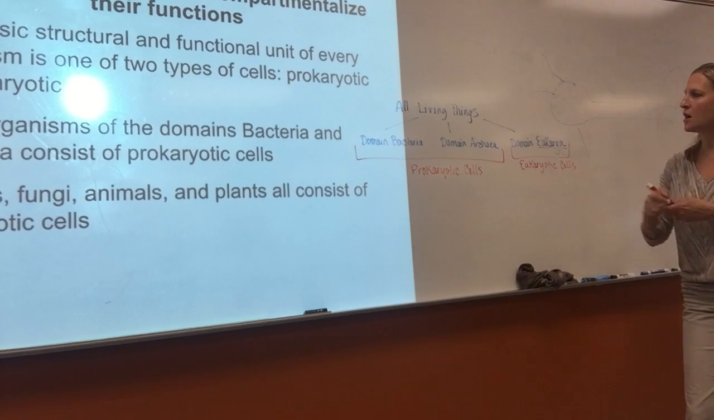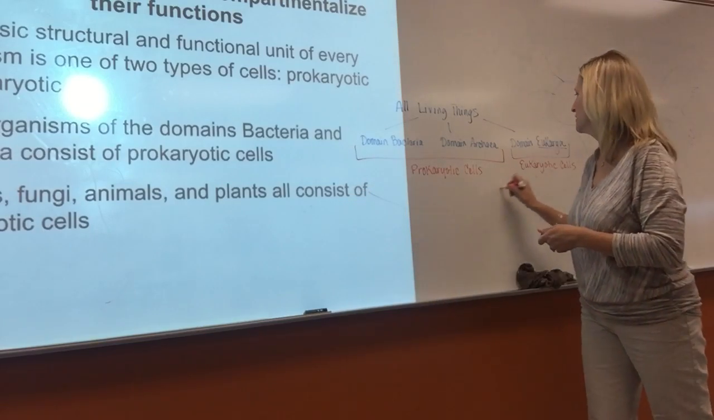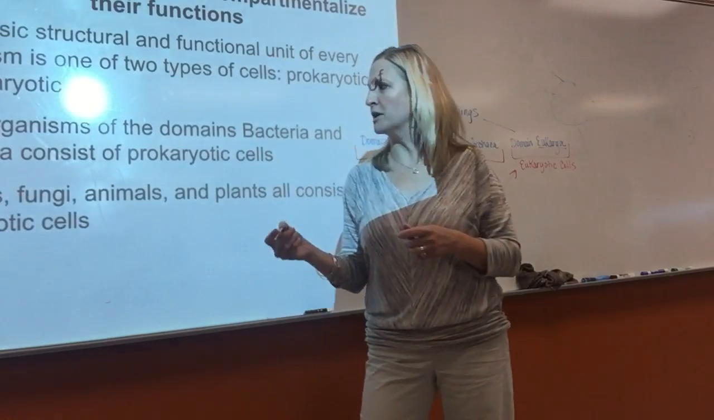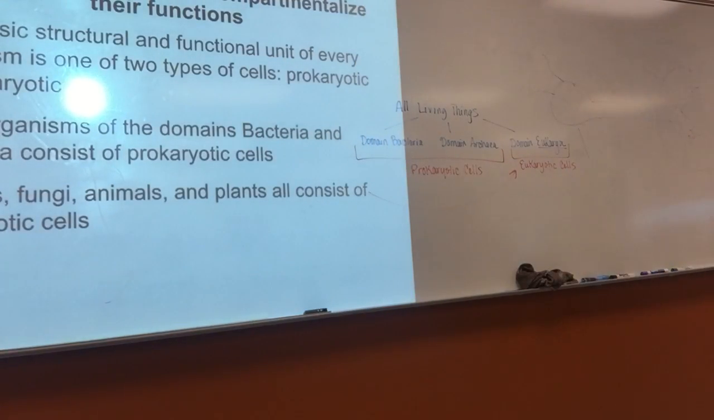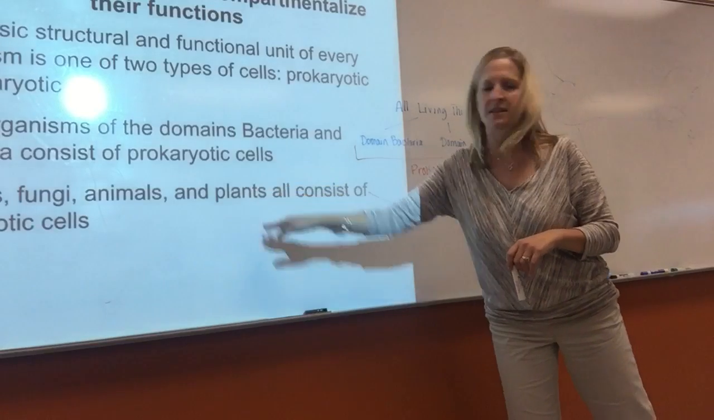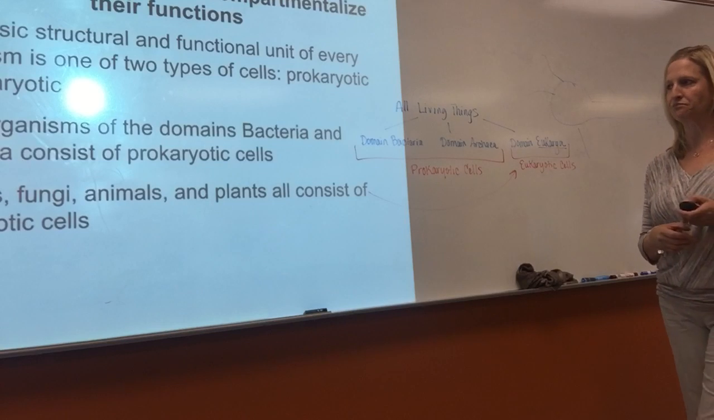Eukaryotic cells. So this last bullet is telling you what kind of organisms would be in that domain. So protists are unicellular organisms, like that amoeba and the paramecium would be protists. Fungi, mushrooms, yeast. Animals, we would be clumped into that, and plants. And so that's how living things are broken down.